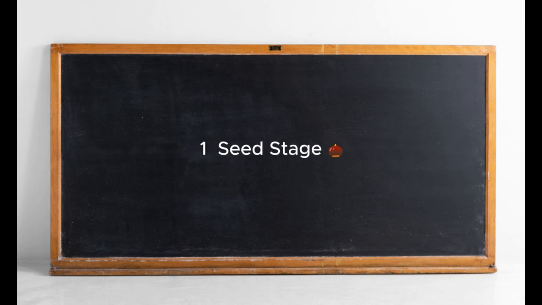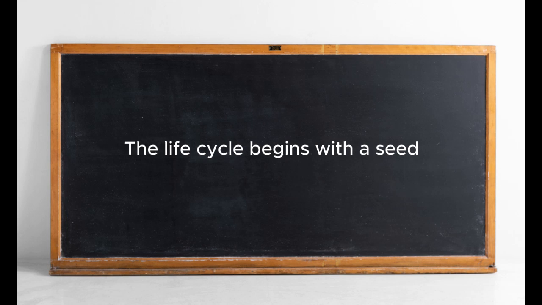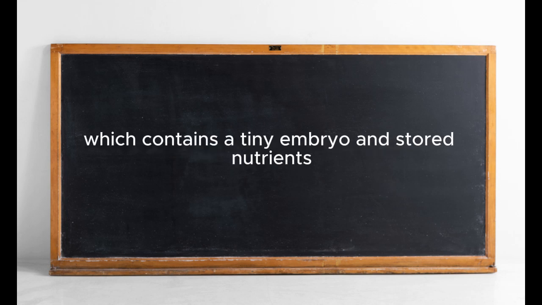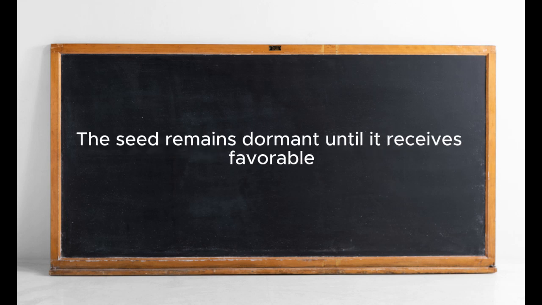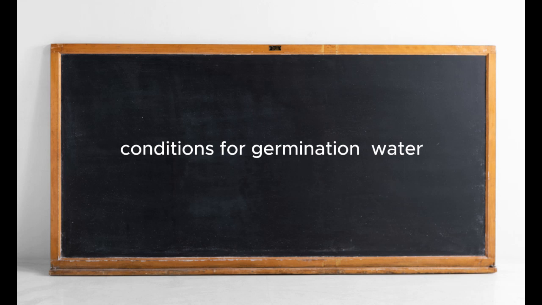1. Seed stage. The life cycle begins with a seed, which contains a tiny embryo and stored nutrients. The seed remains dormant until it receives favorable conditions for germination.